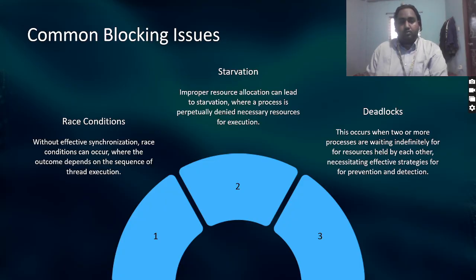Common blocking issues. Race conditions. Without effective synchronization, race conditions can occur where the outcome depends on the sequence of thread execution. Starvation. Improper resource allocation can lead to starvation, where a process is perpetually denied necessary resources for execution. Deadlocks. This occurs when two or more processes are waiting indefinitely for resources held by each other, necessitating effective strategies for prevention and detection.